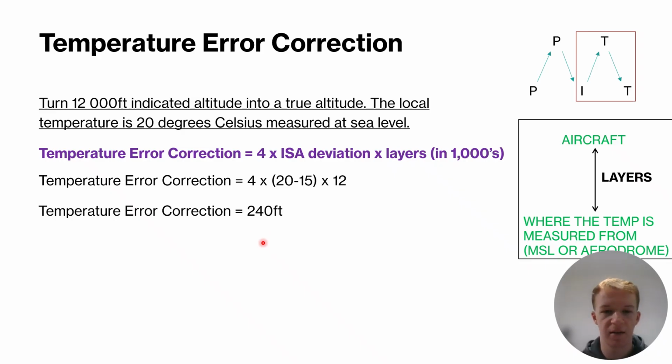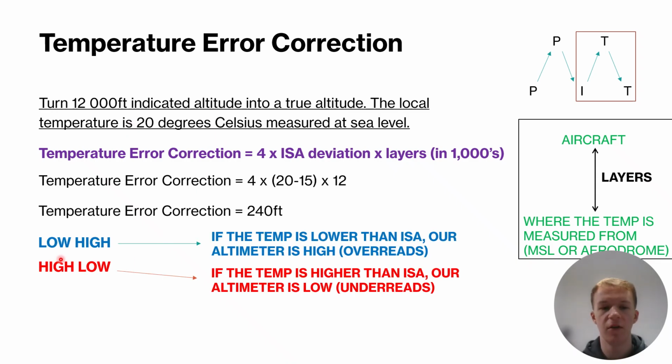Now, this is the tricky part. Do we add or do we minus that off of our 12,000 indicated? Here's how we're going to be able to do it. There are two slogans you can use, low high and high low, simply the opposites. Low high means whenever the temperature is lower than ISA, our altimeter is high, so it overreads the altitude. Whenever our temperature is higher than ISA, the altimeter is low. When the altimeter is high, the indicated altitude is bigger than the true, so you're reading an altitude on your altimeter that's overreading your true altitude. When it's low, this number is going to be less than your true altitude.